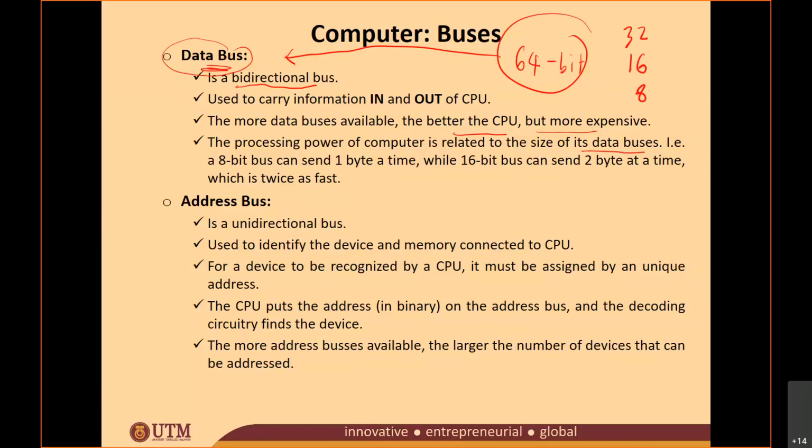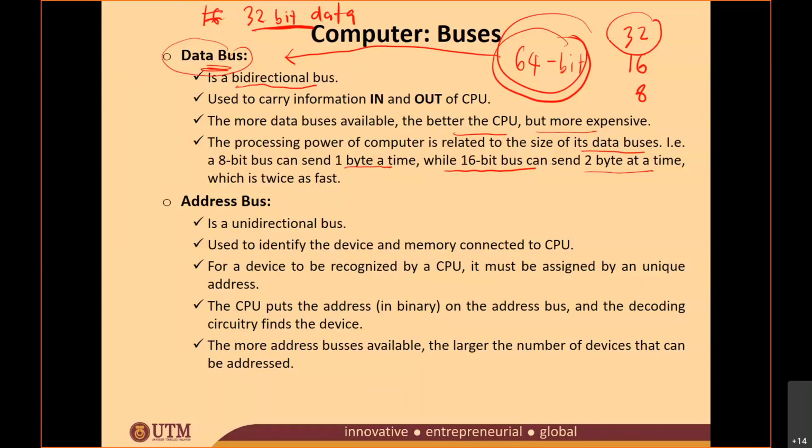An 8-bit bus can send 1 byte at a time, while a 16-bit bus can send 2 bytes of data at a time, which is twice as fast. Let's do an example here. You have a 32-bit data that you're going to send. By using a 64-bit computer, you can send out this 32-bit data in one cycle. For the 32-bit computer also, you can send out this 32-bit data in 1 cycle.